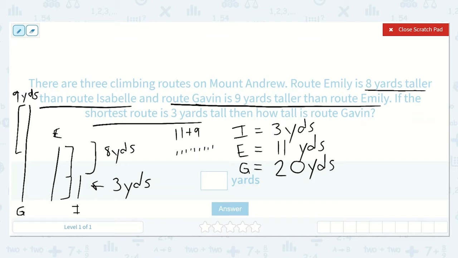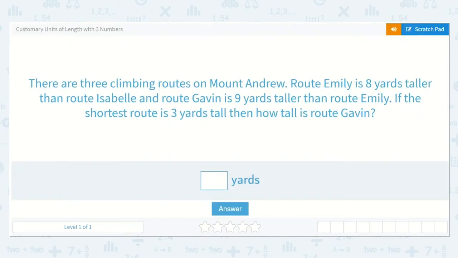So they asked us, how tall is Route Gavin? Route Gavin is 20 yards. Great, so we're going to type 20.